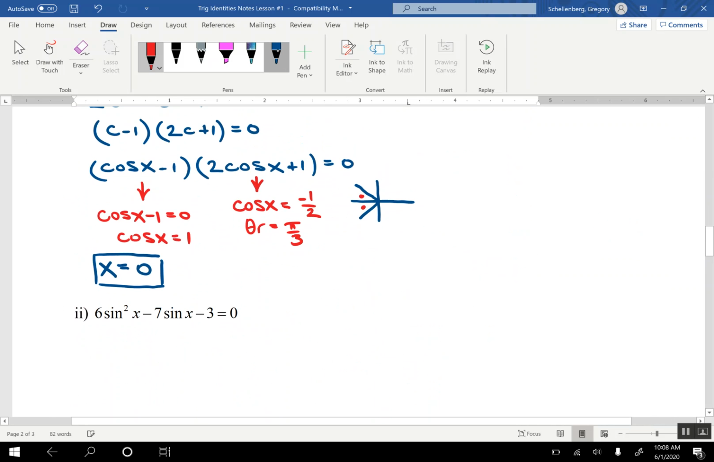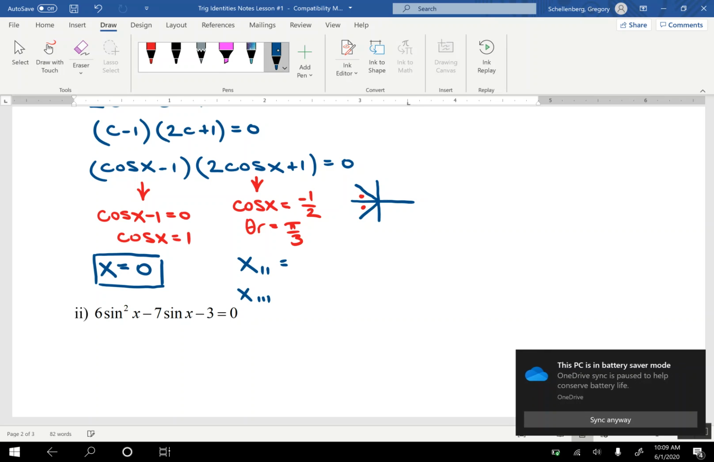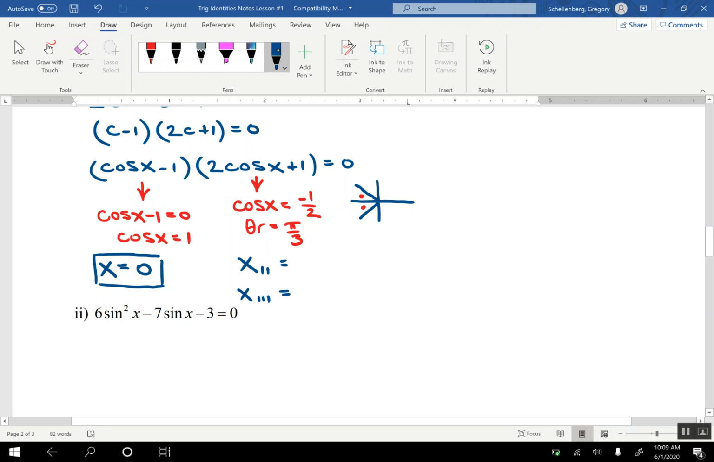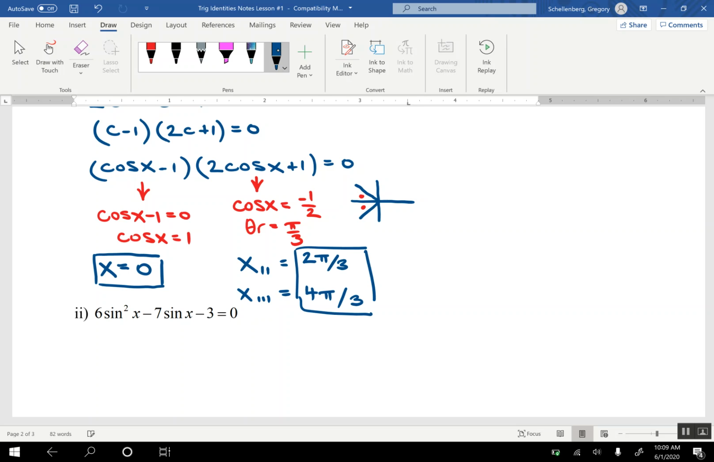Pi over 3. And so we're going to have, we can call it an x2 and an x3. Okay, so the solution for x in quadrant 2 is going to be pi minus the reference angle, so we're going to get 2 pi over 3. And in quadrant 3, pi plus the reference angle, so we're going to get 4 pi over 3. So there's solution 2 and 3 to that equation.